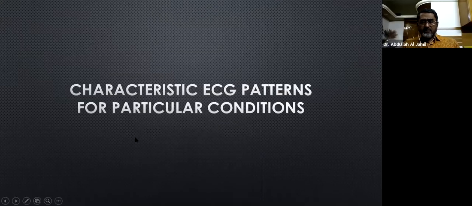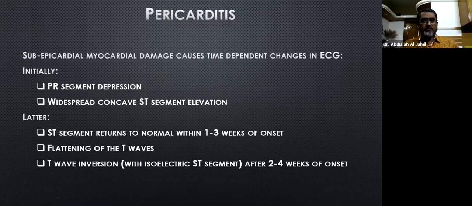Characteristic ECG patterns exist for particular conditions, as for example pericarditis. Subepicardial myocardial damage causes time-dependent changes in the ECG. Initially, there is PR segment depression and widespread concave ST segment elevation. Later, the ST segment returns to normal within 1 to 3 weeks of onset. Then there is flattening of T-waves, followed by T-wave inversion with an isoelectric ST segment after 2 to 4 weeks of onset.